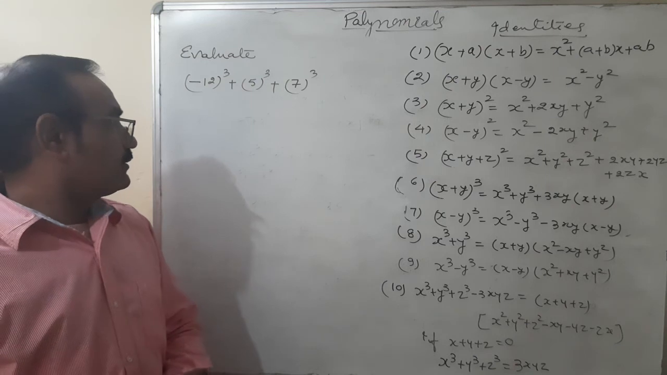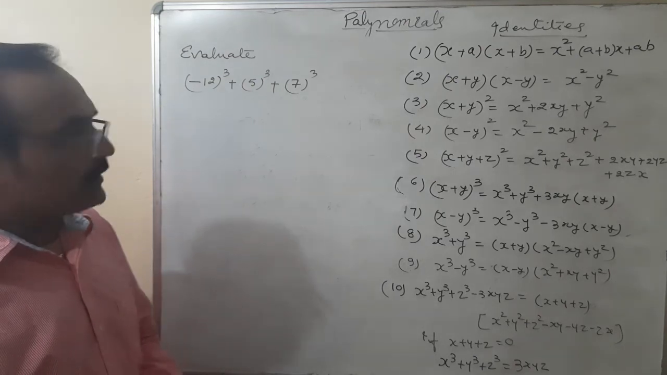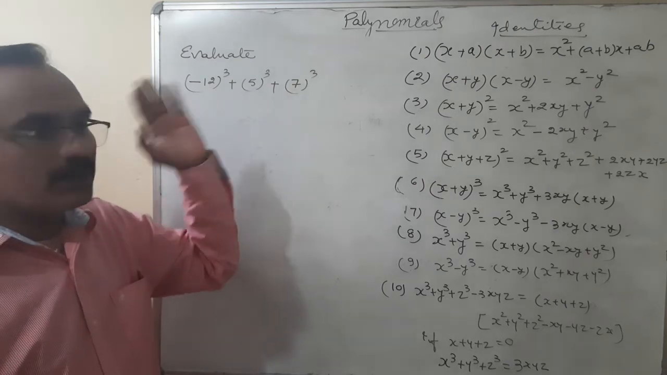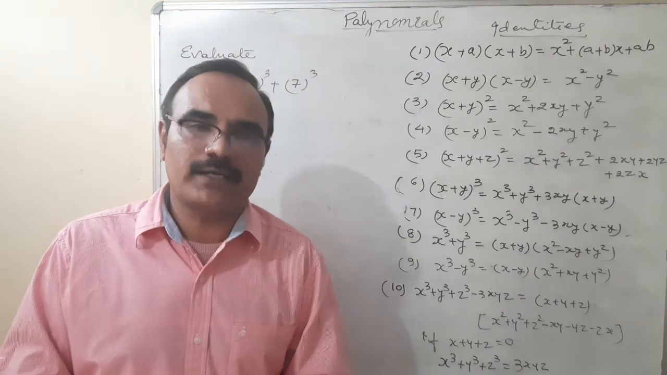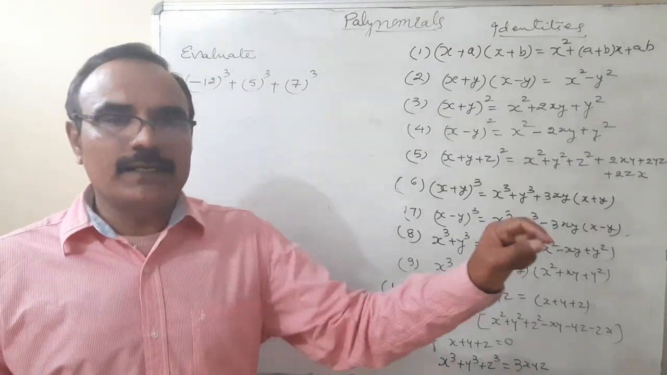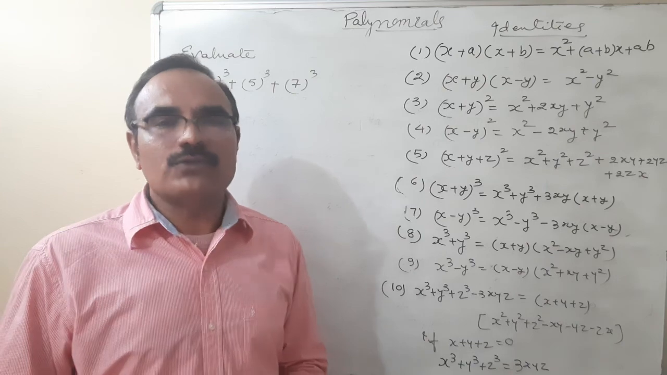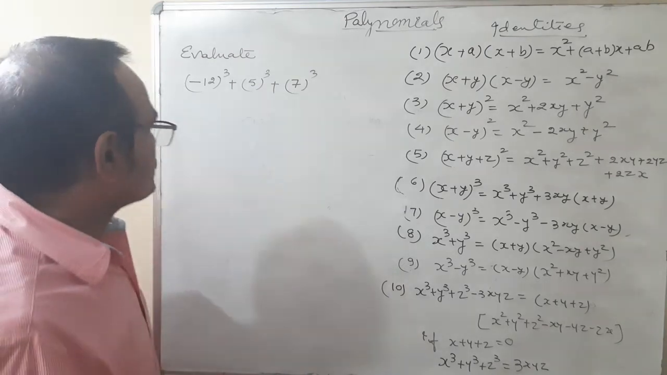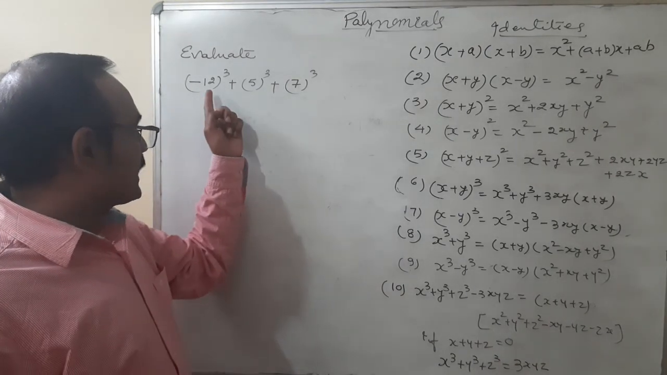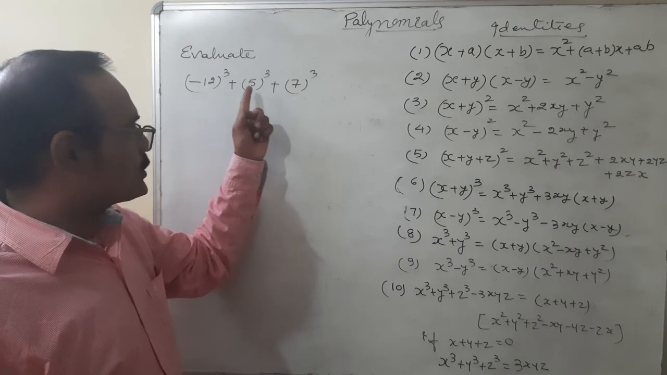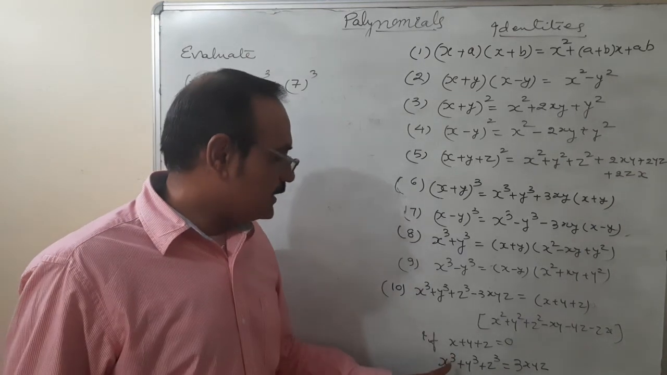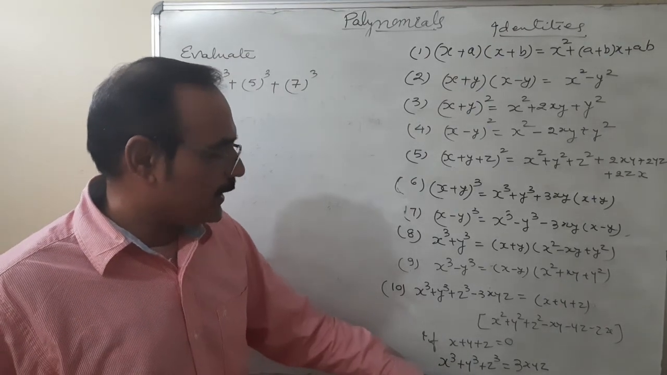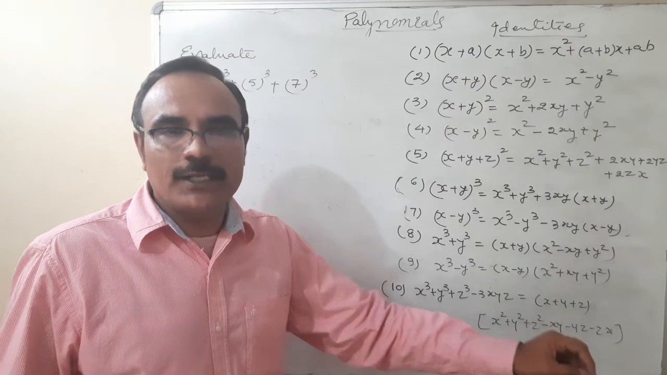Simply, if this question comes in front of you, how will you start solving? You will simply multiply minus 12 three times, 5 three times, 7 three times, and then add and subtract and find the result. But clearly the instruction is that you have to evaluate this question using an identity. So first of all, we will understand and check it. This is x, this is y, and here is z. The condition is: if x plus y plus z is equal to 0, then we can write x cube plus y cube plus z cube is equal to 3xyz.